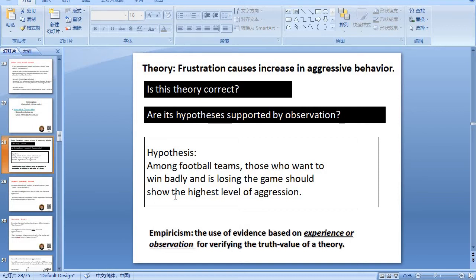They are frustrated. These players are frustrated in their goal achievement. They want to win really badly. The stronger their desire to win, the more frustrated they become when they lose. And I can observe during the game when they're losing or after the game after they have lost, whether these frustrated players display more aggressive behavior. And I'm observing them in real games, in a real situation, in their natural environment. This would be a naturalistic observation.